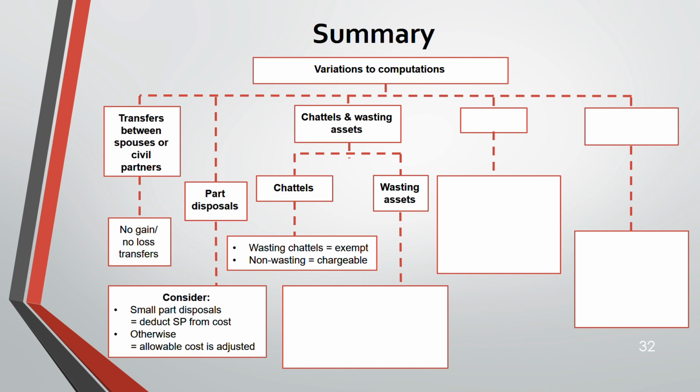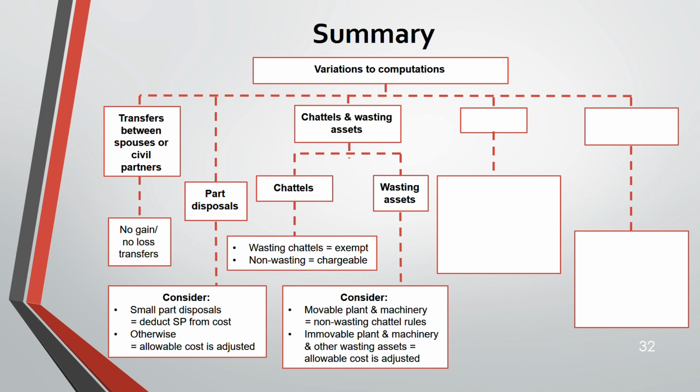Wasting assets, consider movable plant and machinery. Okay, you have to apply the rules of non-wasting chattels. If it's movable plant and machinery, it's chargeable. Immovable plant and machinery, allowable cost is adjusted. And other wasting assets like leases, intangible assets, they are wasting assets. Then leases. If it's a long lease, normal computation. If it's a short lease that is less than 50 years, you have to adjust the allowable cost by the period of ownership.